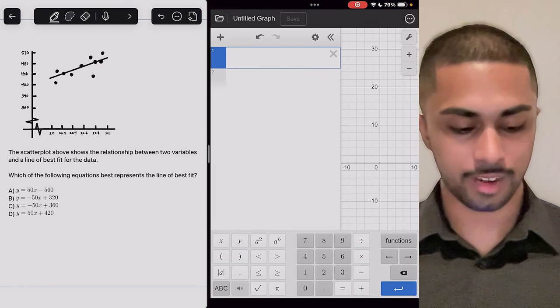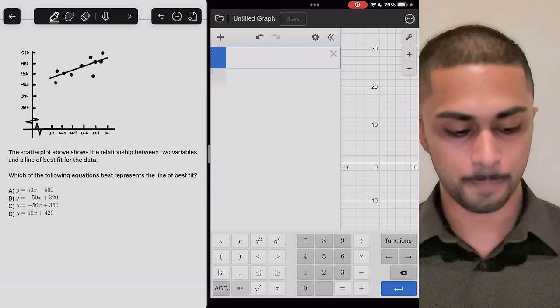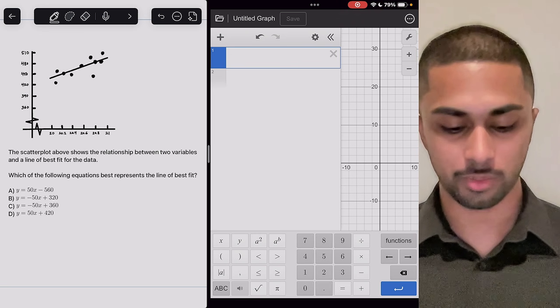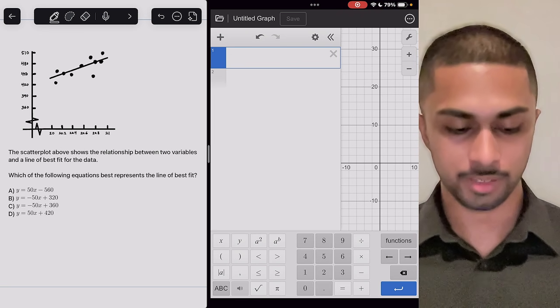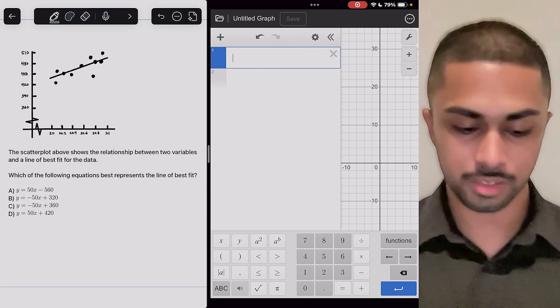Let's move on. The scatter plot above shows the relationship between two variables and a line of best fit for the data. Which of the following equations best represents the line of best fit? And we have four answer choices. They all look like lines. Perfect.